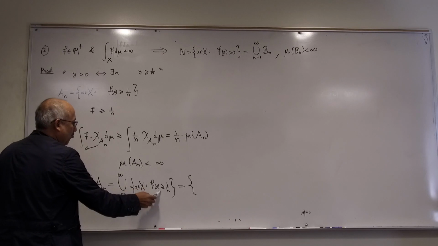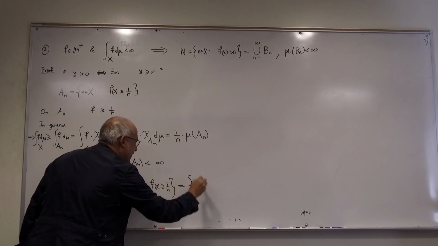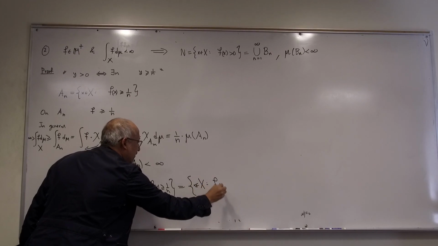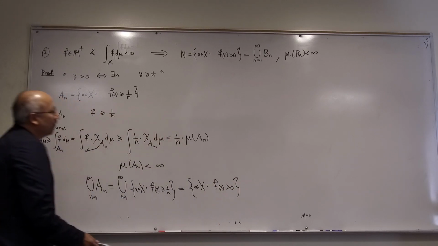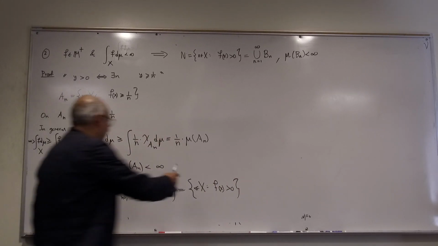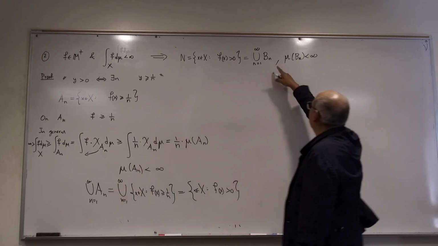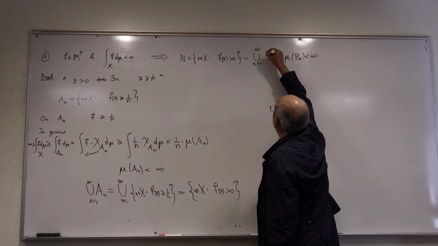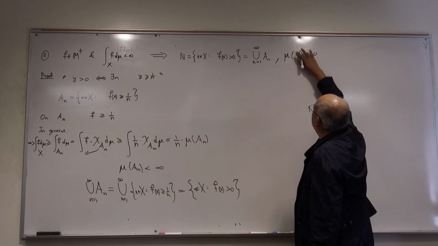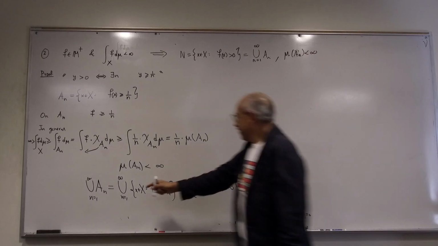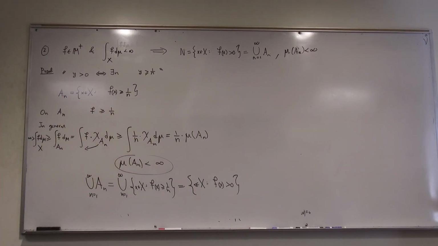The set where f is greater than or equal to 1/n is the same as the set of x in X such that f of x is greater than 0. Conclusion, what did we achieve? This set equals the union of some sets, we can call them A_n if you wish, and the measure of each A_n is finite. Therefore we finish. You see what I mean, guys?